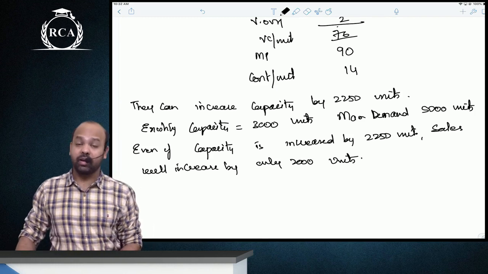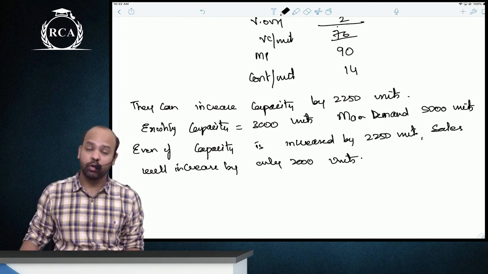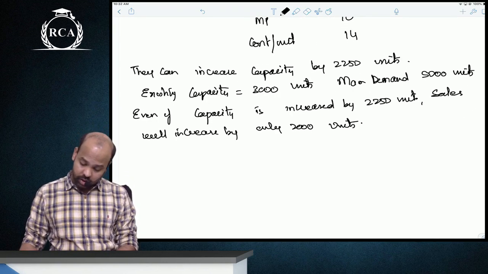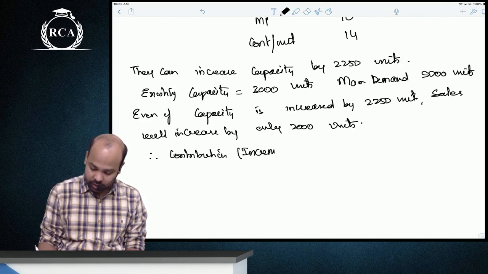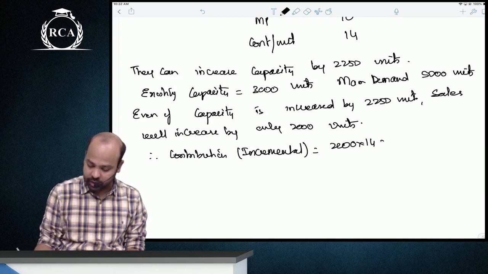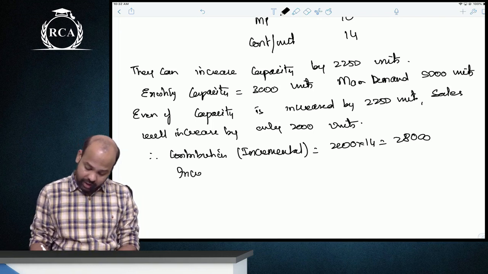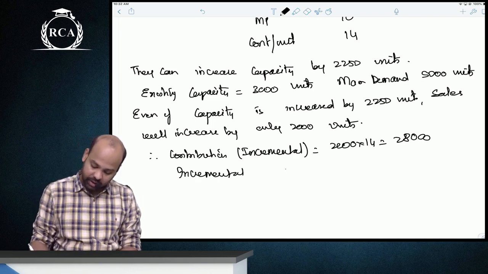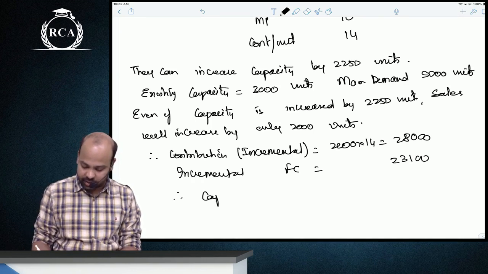Even if capacity is increased by 2,250 units, sales are not going to increase beyond 2,000 units. So our incremental contribution would be 2,000 into 14, that is 28,000. We are deciding whether capacity should be increased or not, whereas the incremental fixed cost is 23,100. Therefore, capacity should be increased.